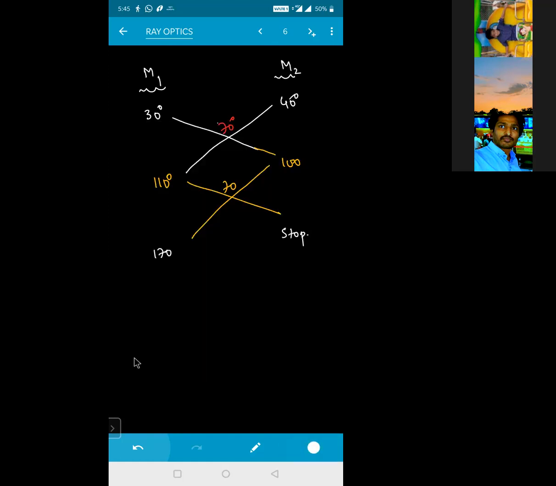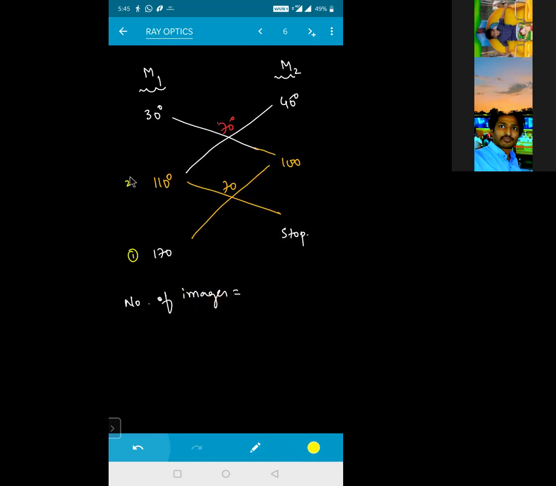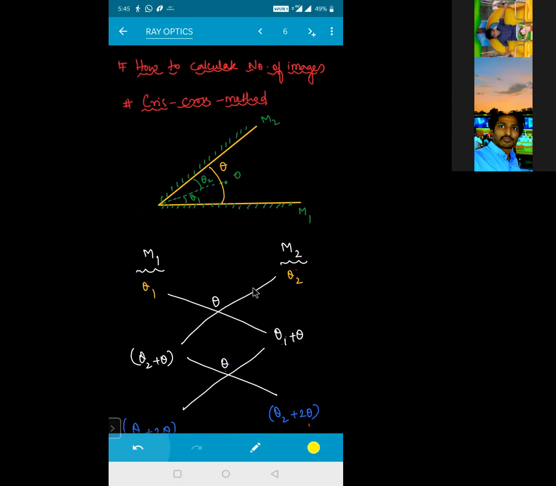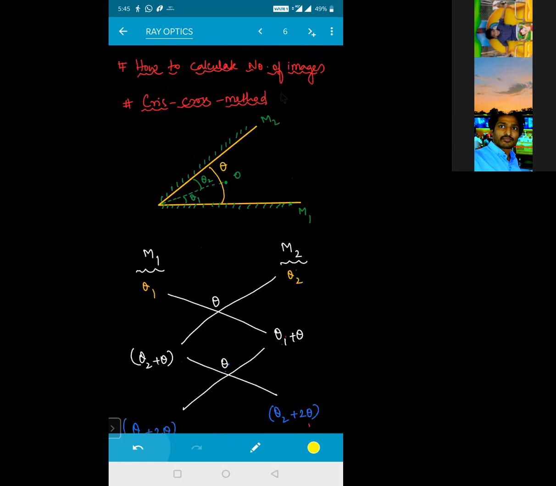So the number of images will be equal to how much? 1, 2, 3, 4, 5. Shall we consider the stopped image also, sir? This is 1, 2, 3, 4, 5. So the number of images will be equal to 5. Clear? Yes, sir. So that is the way we do the problems related to the crisscross method. I'll give you more numericals, but right now just go through this basic concept so that you get an idea how to do the problems related to this.